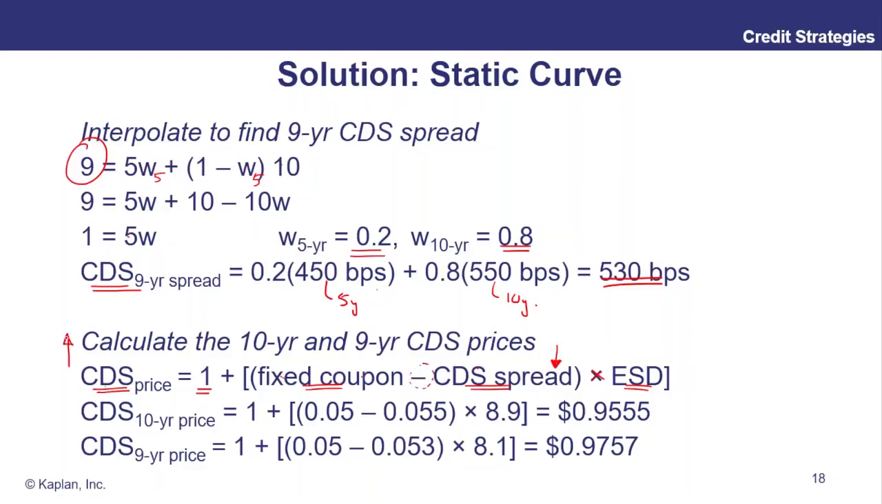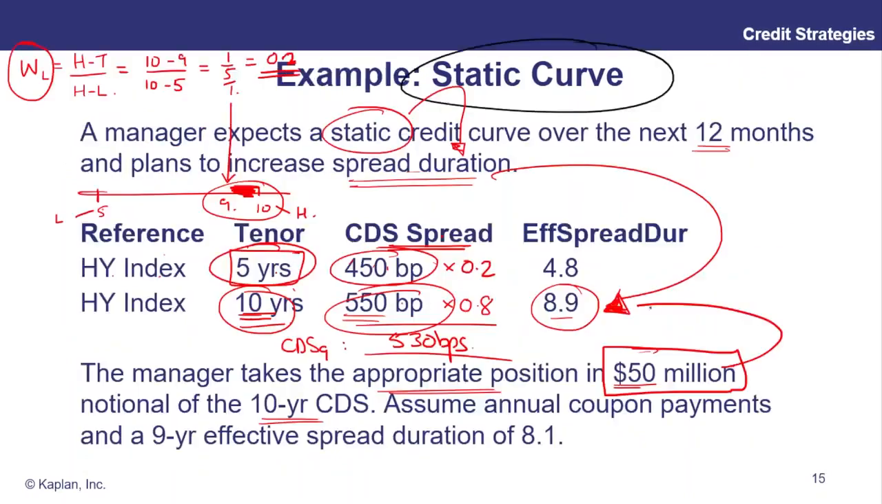That's the thing that can calibrate your thinking there, all right? So look, we started off, we've always got a fixed coupon of 5%. We started off with a CDS spread of 0.055 and an effective spread duration of 8.9. That was given to us a while back. That's the original effective spread duration of the 10-year CDS.